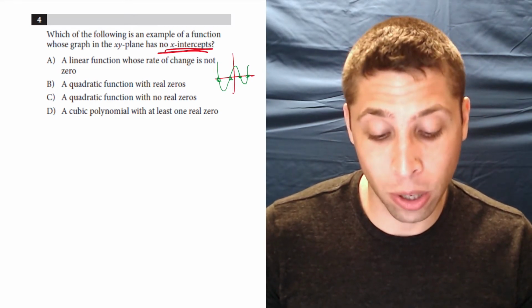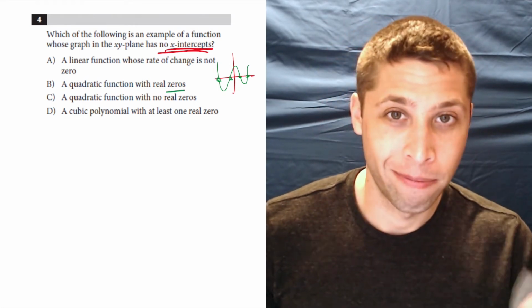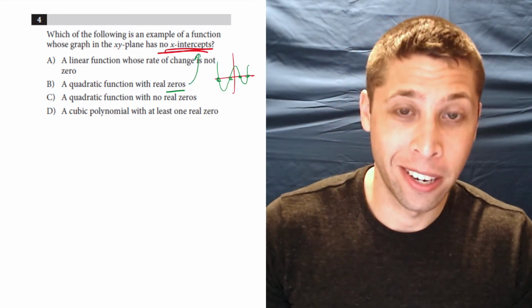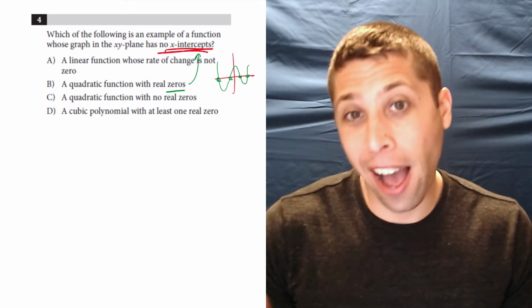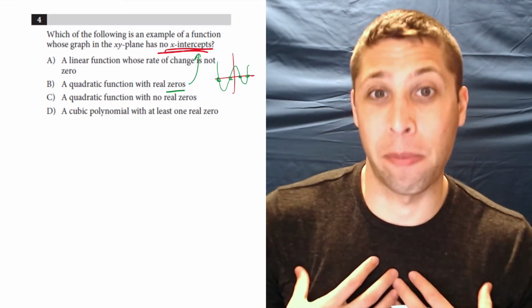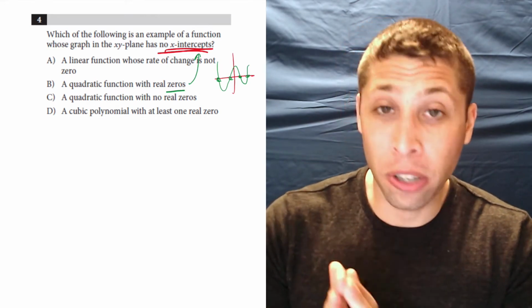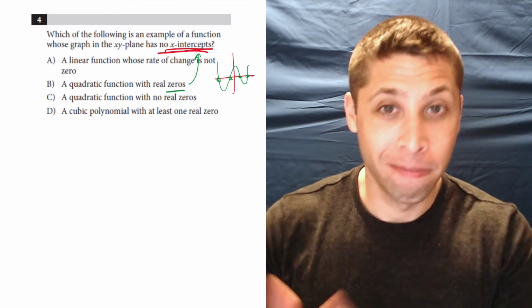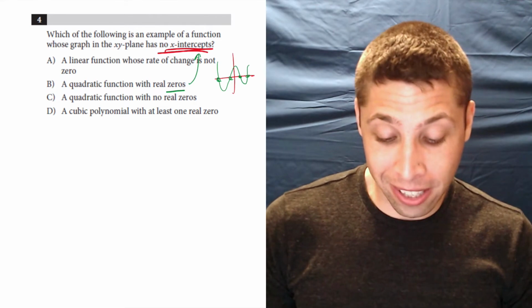Let's look at B. A quadratic function with real zeros. Well, what is a 0? A 0 is an x-intercept. These are literally the same word. Yeah, they're different words, but for our math purposes, they are exactly the same. The zeros of a function are its x-intercepts. That's it. So then this becomes really easy because look at choice C.